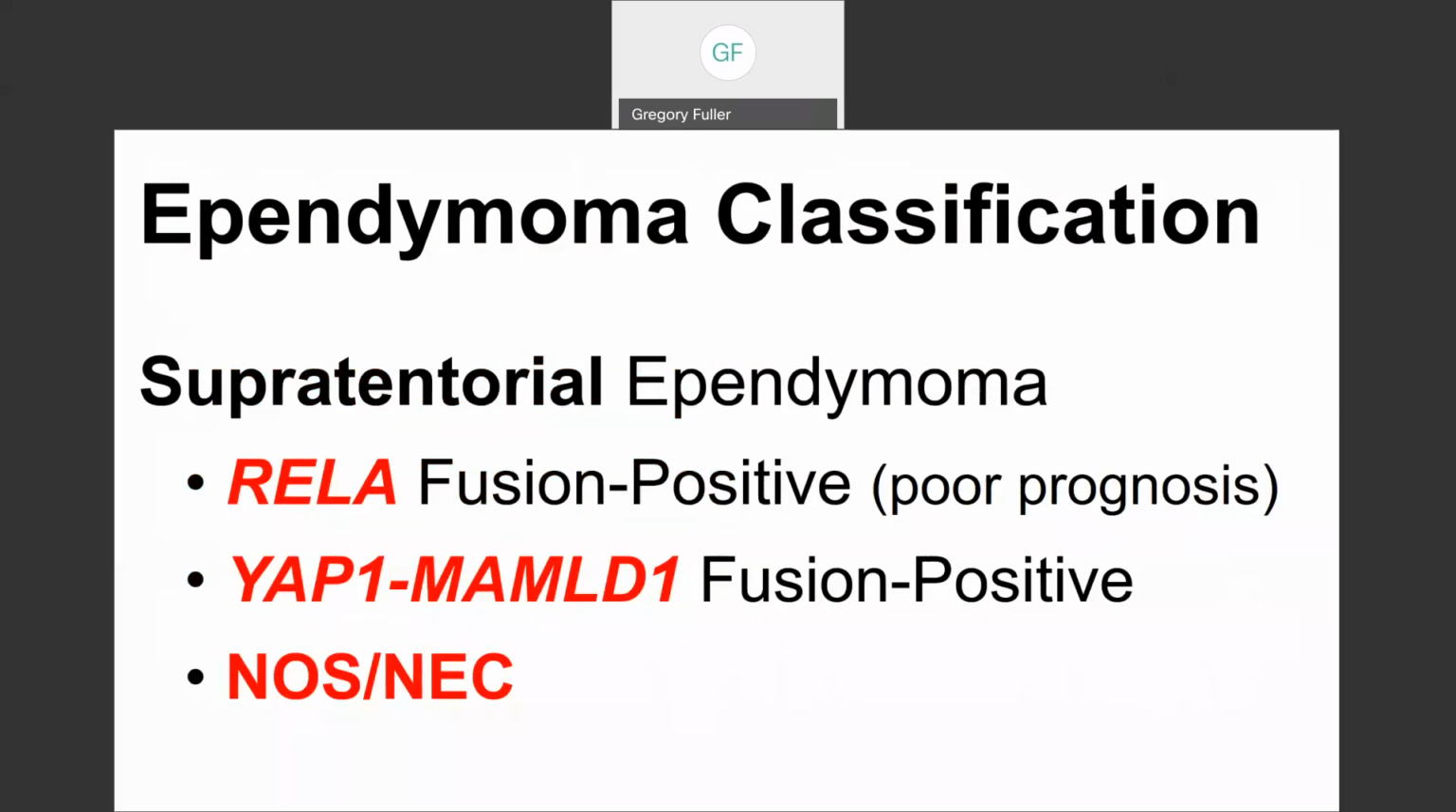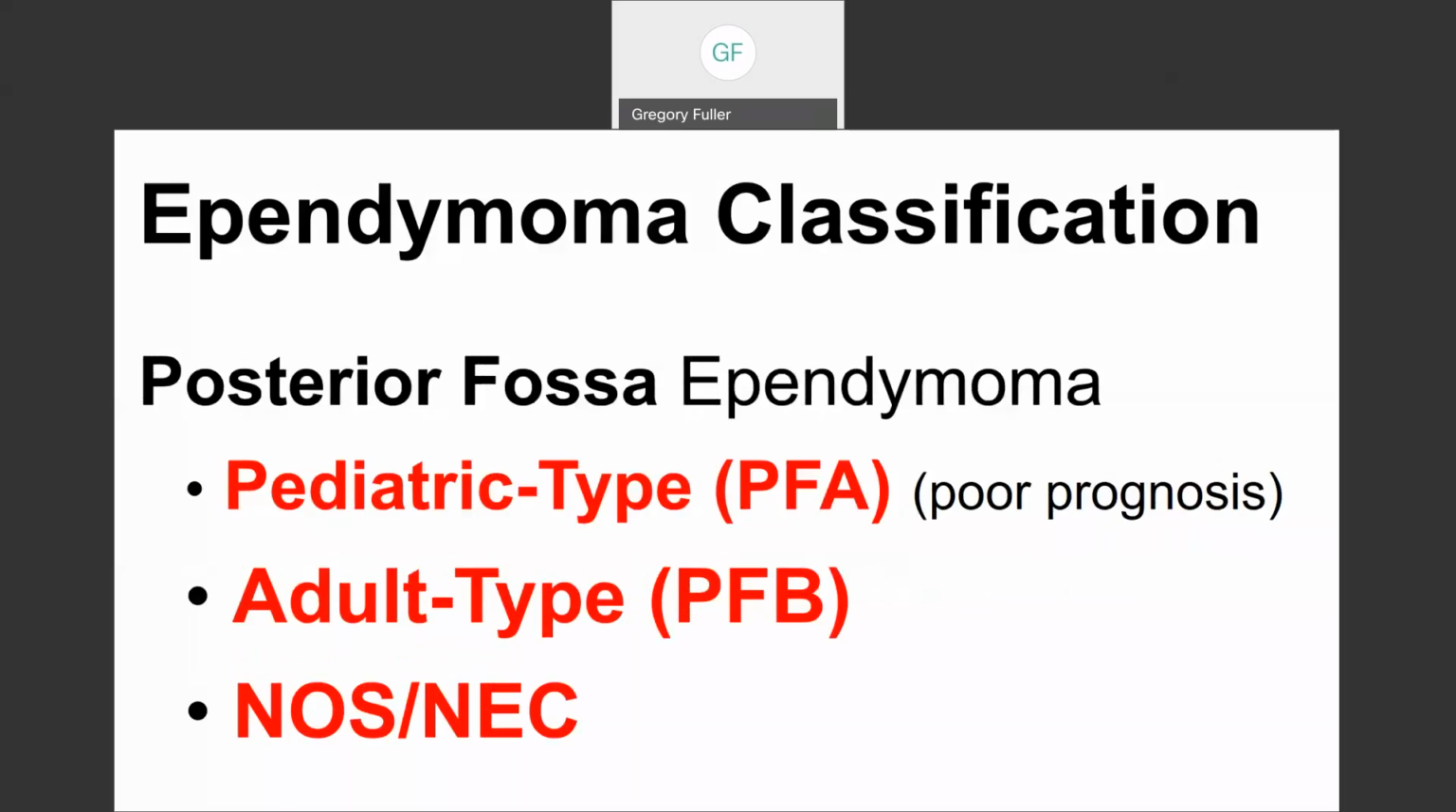And if you do not have molecular data, it would be supratentorial ependymoma NOS, not otherwise specified. If you have excluded RELA and YAP1-MAMLD1 fusions and you have a lot of other molecular data, or if you turn up a different molecular signature other than these, you can put NEC, not elsewhere classified. In the posterior fossa, it will be posterior fossa ependymoma, pediatric type PFA, or adult type PFB. And again, the 2 tumors that have an A in them, that's supratentorial RELA fusion and pediatric type PFA, have the poor prognoses compared to their counterparts, and adult type PFB.